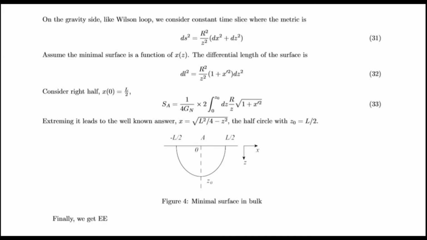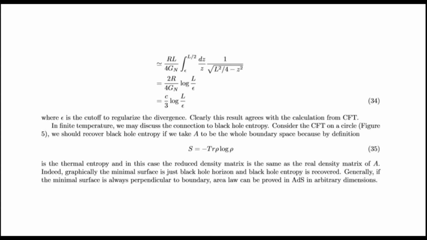The differential length of the surface is this. Consider the right half, which is this, and extremizing it leads to the answer: the half circle. Finally, we get the entanglement entropy, where epsilon is the cutoff to regularize the divergence. Clearly, this result agrees with the calculation from CFT.